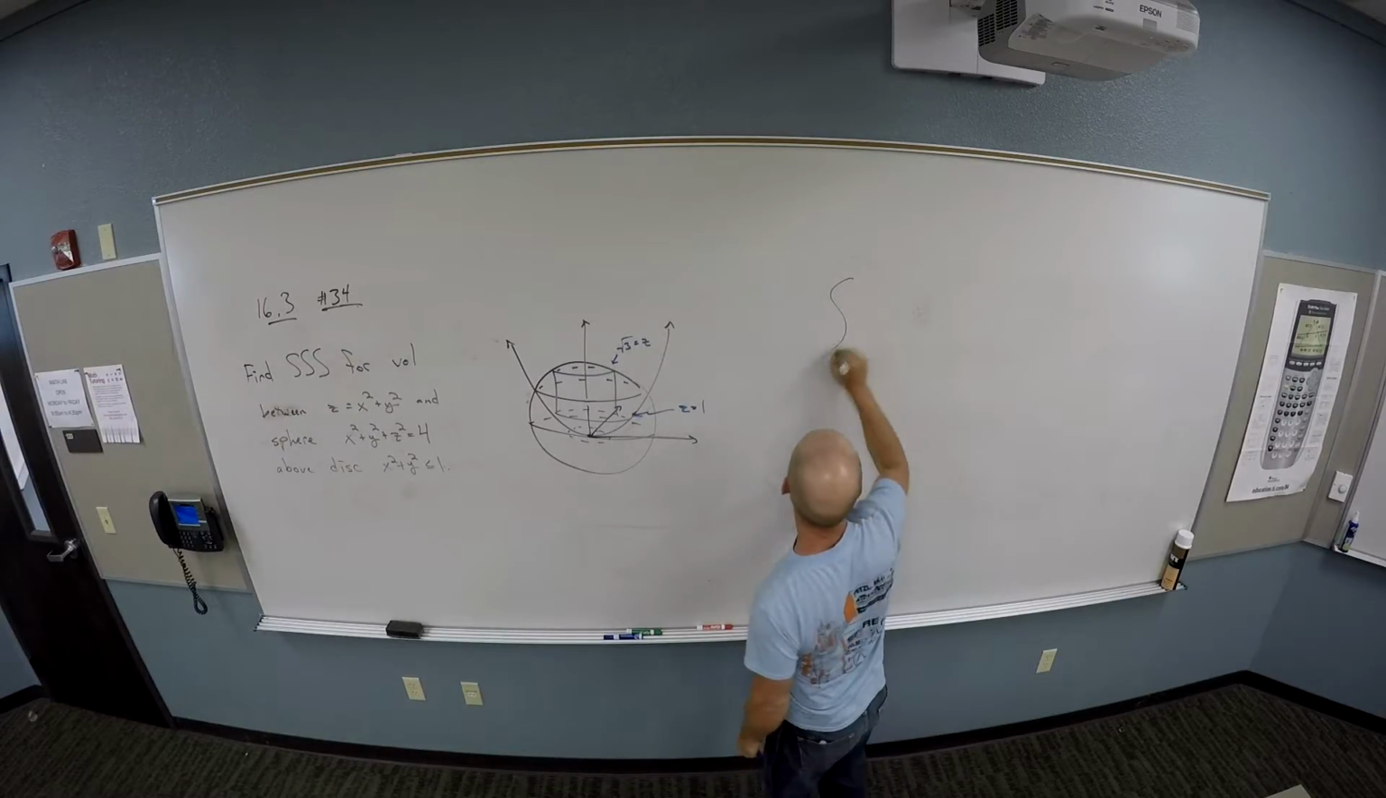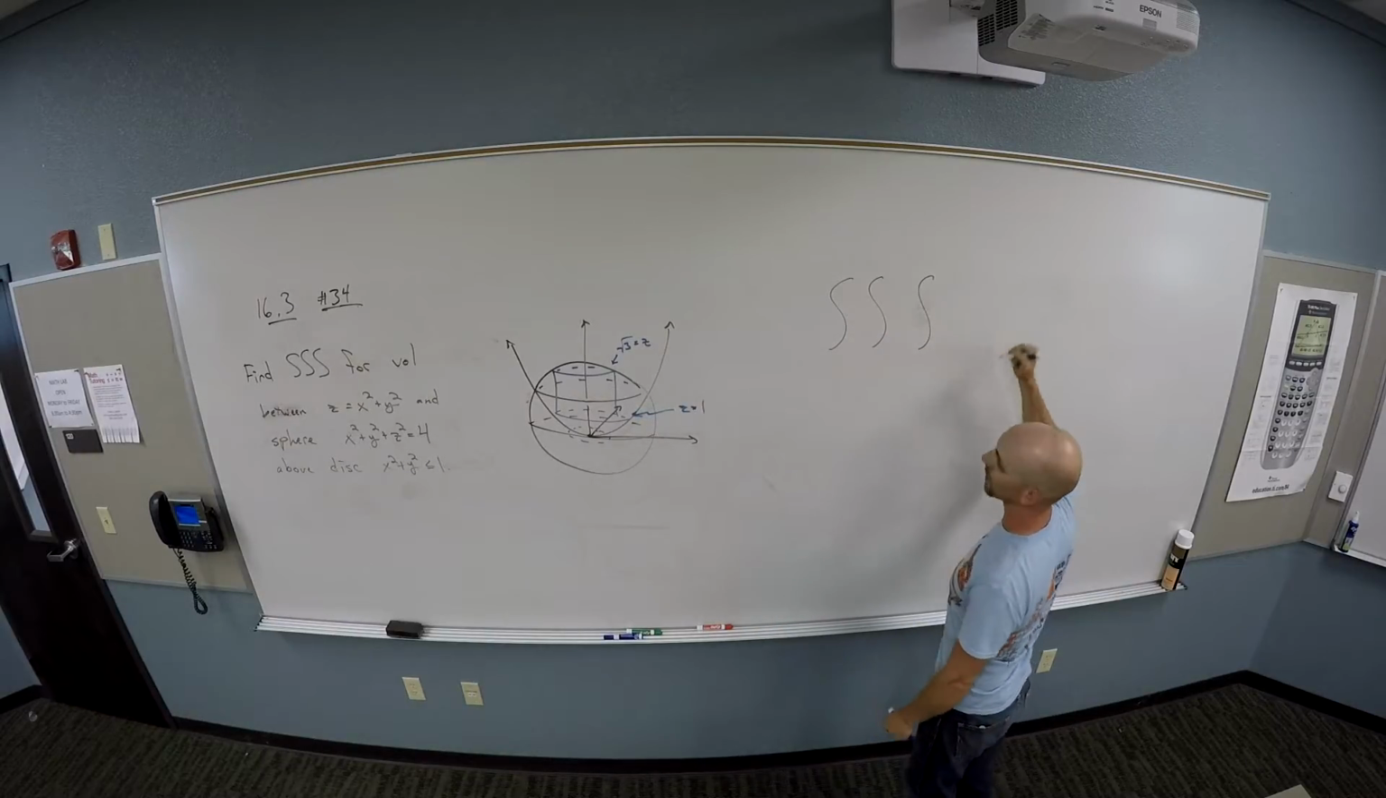All right, so I want to set this up as a triple integral. And what am I going to integrate for volume?